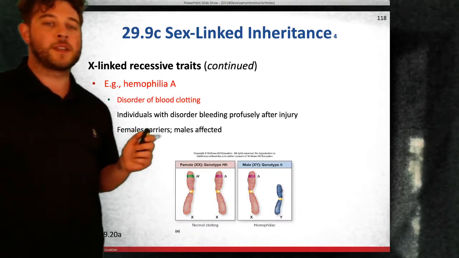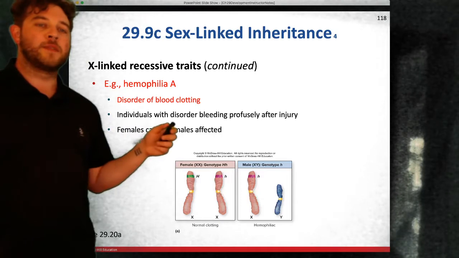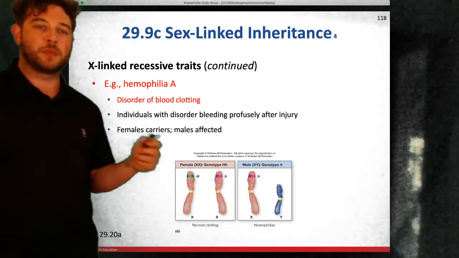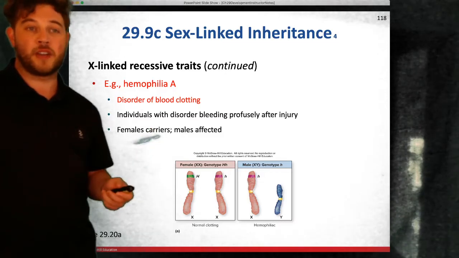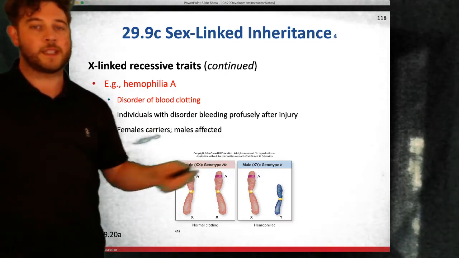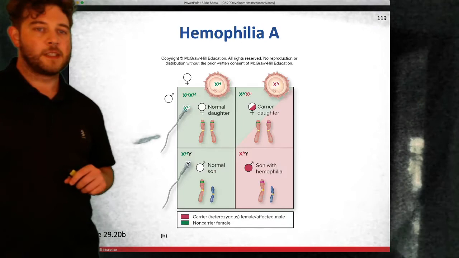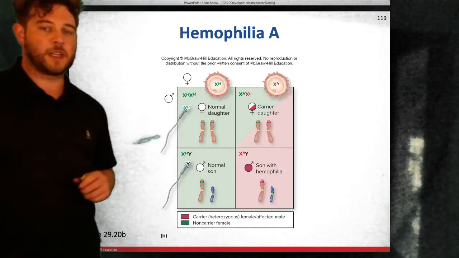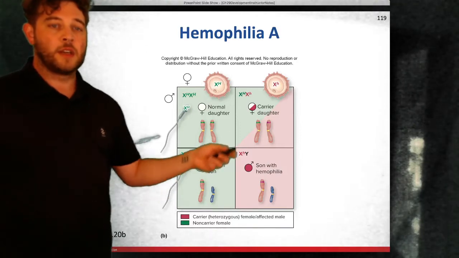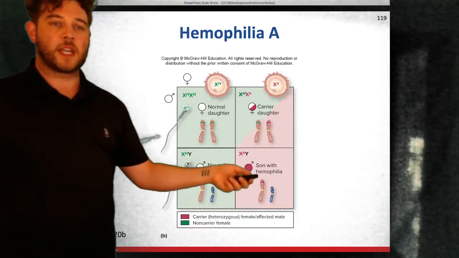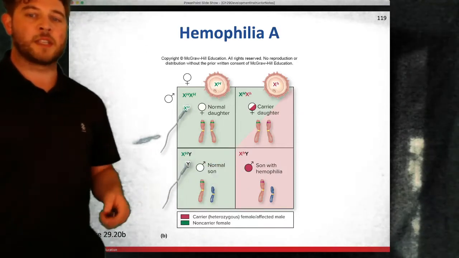Hemophilia A is a disorder of blood clotting. Individuals with the disorder will bleed profusely after some type of injury. Again, females are carriers and males are affected because it's X-linked. Here's a nice Punnett square. You can see that there is a chance that you would have a normal son, but also a 25% chance of a carrier daughter and a 25% chance of a son with hemophilia.